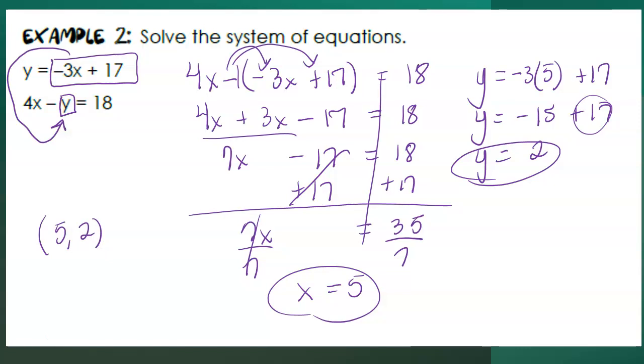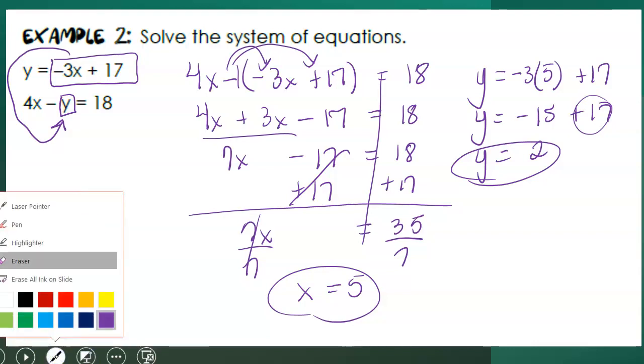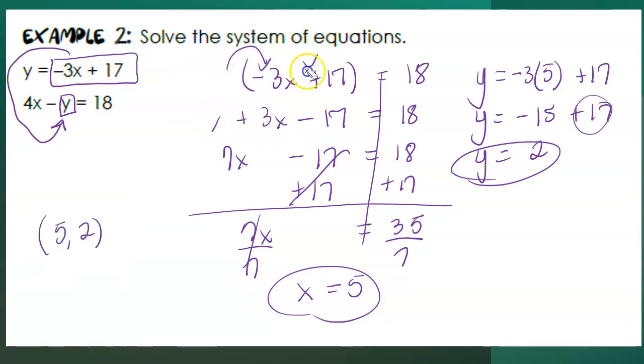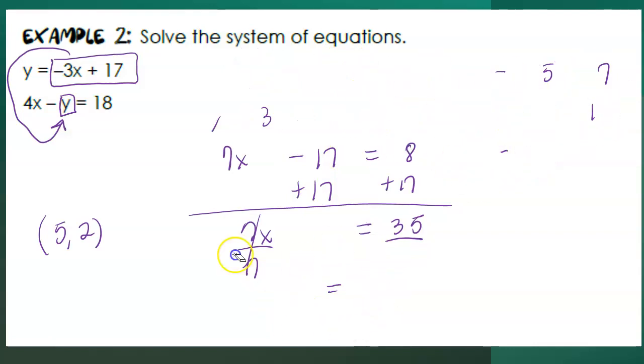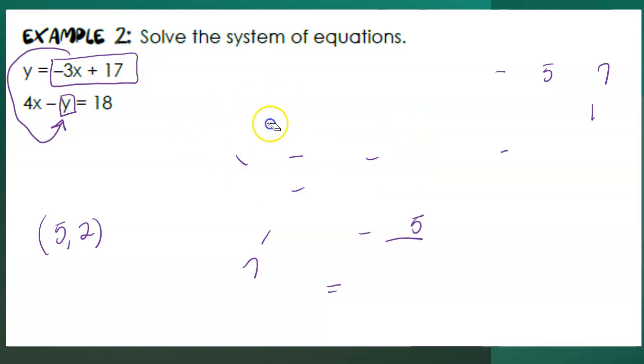You can self-check on systems of equations, especially if you have a calculator to help you. But if you wanted to know if you're correct, you can take this 5, 2, and you can plug it back in. So let me show you. It does take a little bit of extra time, but if you want to know for sure that you're correct, this is the way that you can do it. Because systems of equations are what you can call self-checking. Let me just erase.